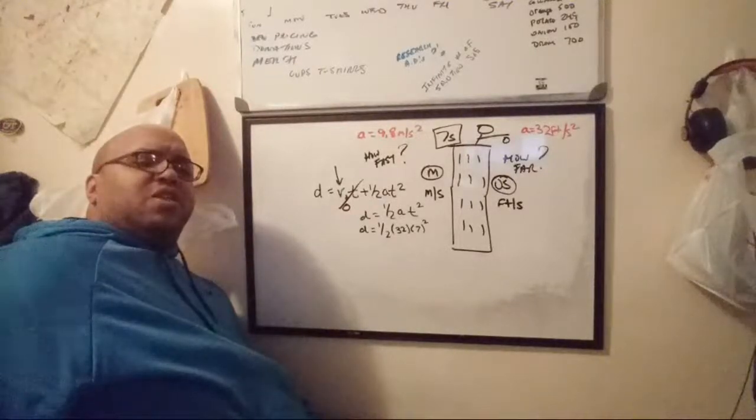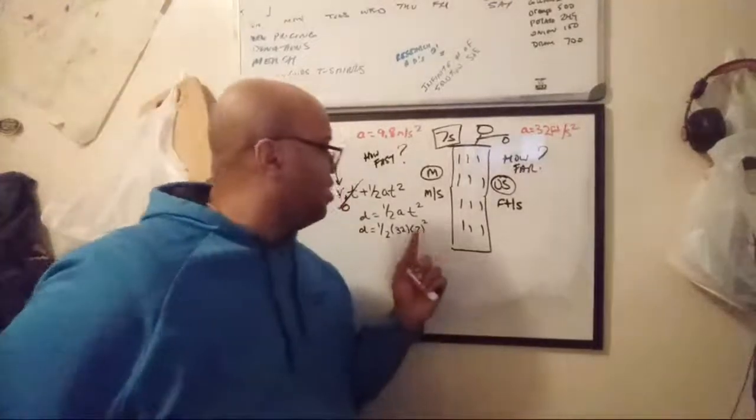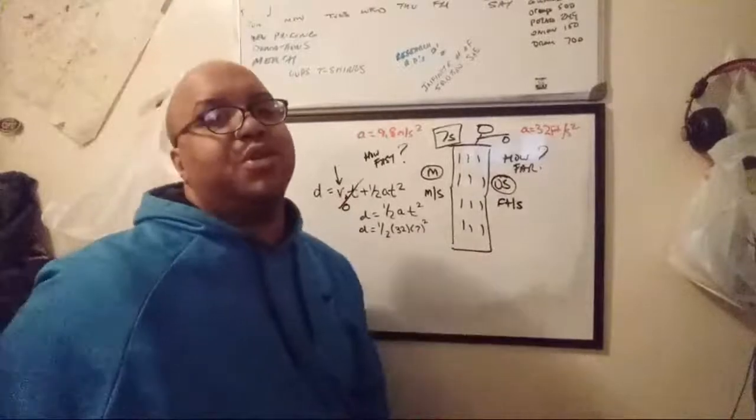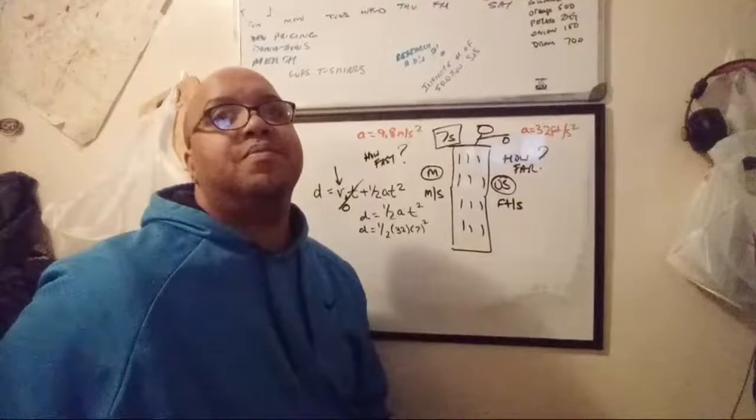Square the 7, multiply by 32, and then divide by 2. And just give me the number you come up with. Okay.